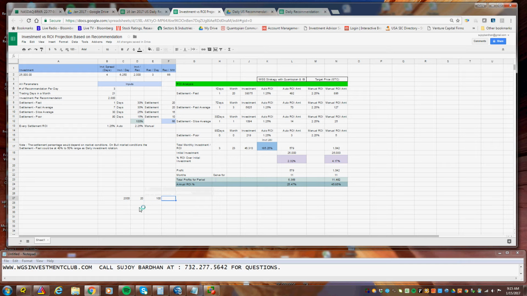Now if the scenario happens that this particular stock, which you bought with $2,000 as your potential risk, turns out to be zero, which is very, very unlikely in the strategy, at that point you might be losing this amount, which is D27 minus F27 times E27. So at that point you are losing $2,000.